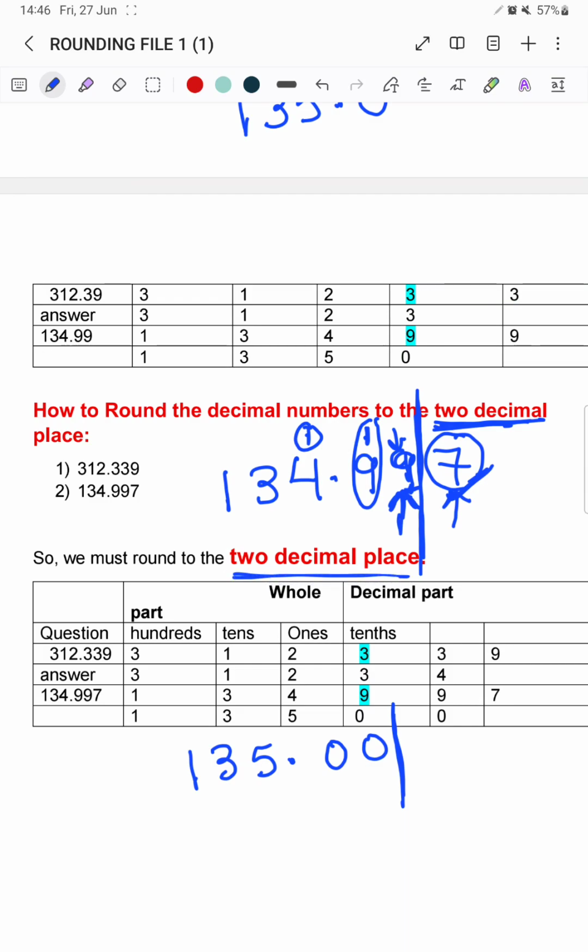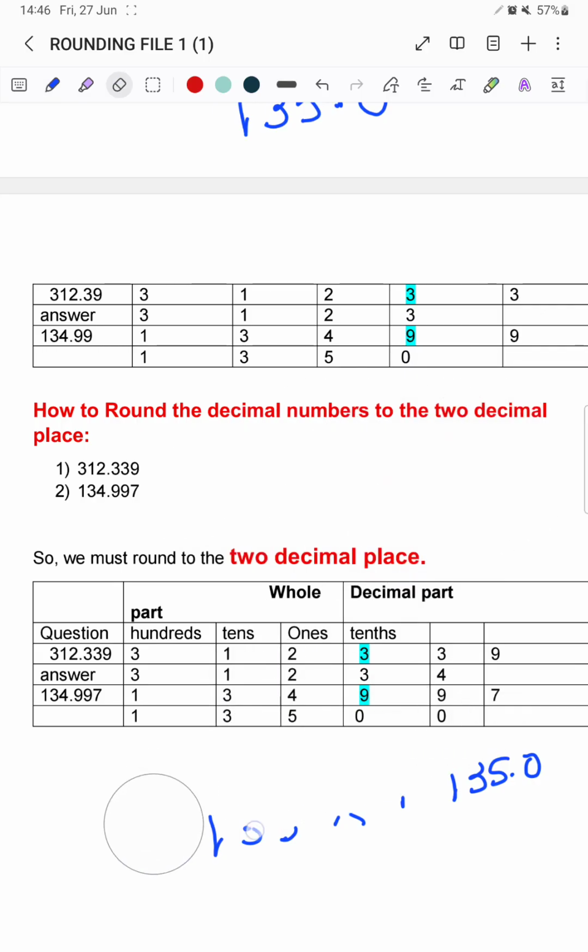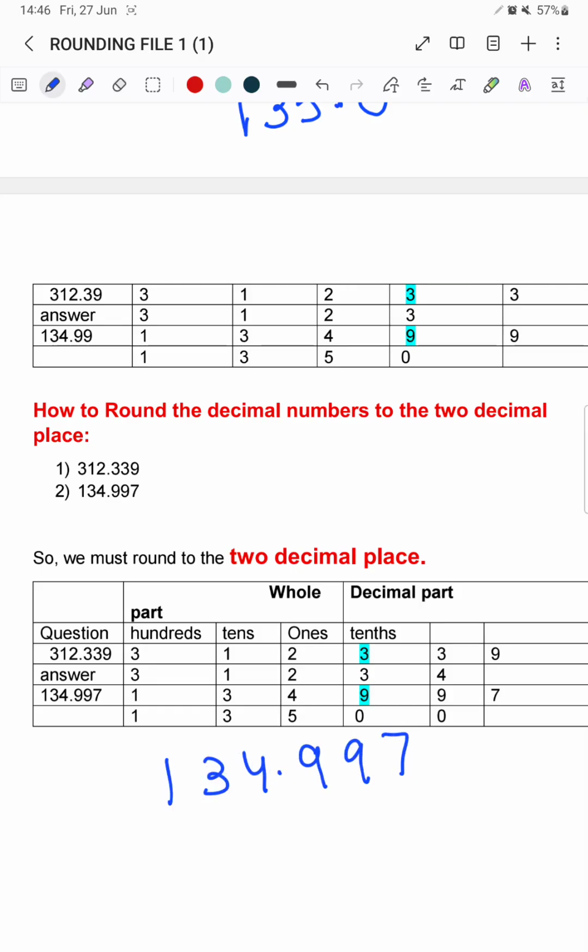Make sure you give your answer up to 2 decimal places, because that is what is being asked. In this case, if you answer 135, it will be wrong. If you give the answer 135.0, this will also be wrong. But in this question, if they ask you the same question, 134.997, and ask you to give your answer as a whole number, so the whole number is up to here, and this is 4. Either this 4 will be raised or not, depending upon the immediate next digit.